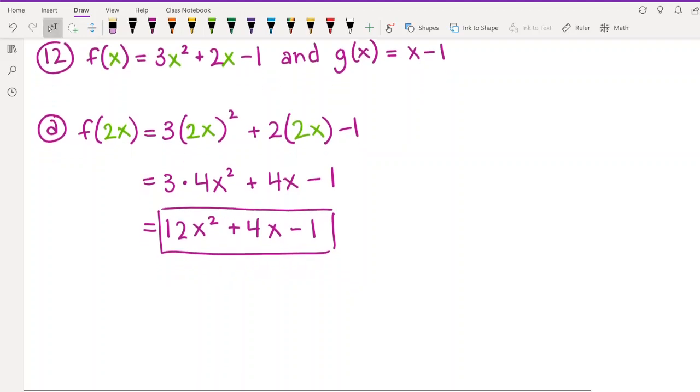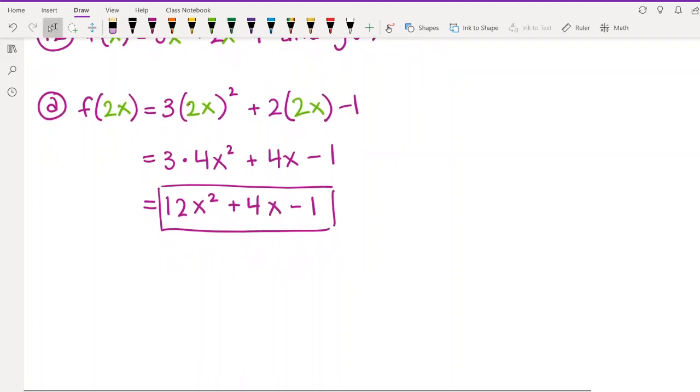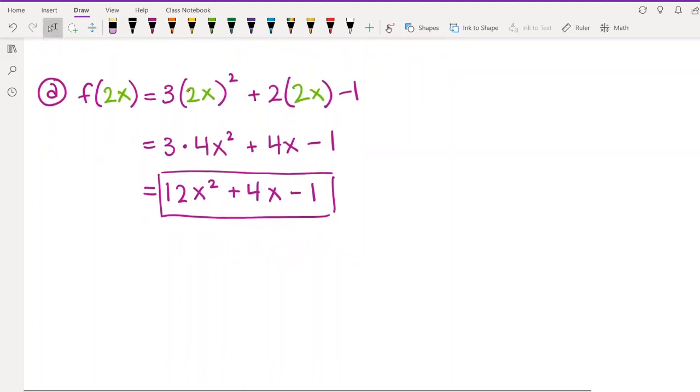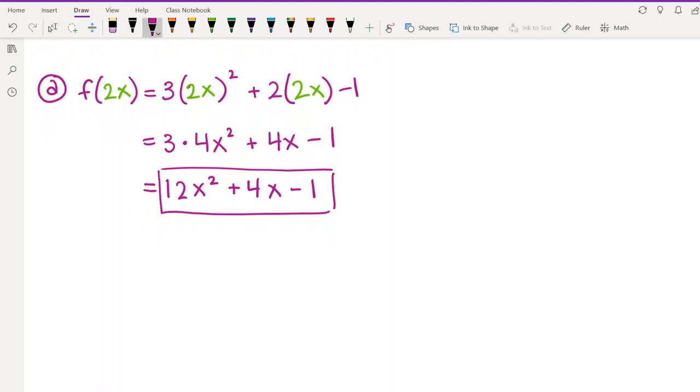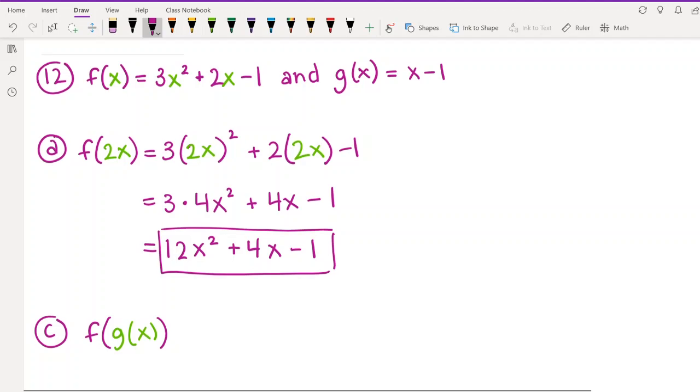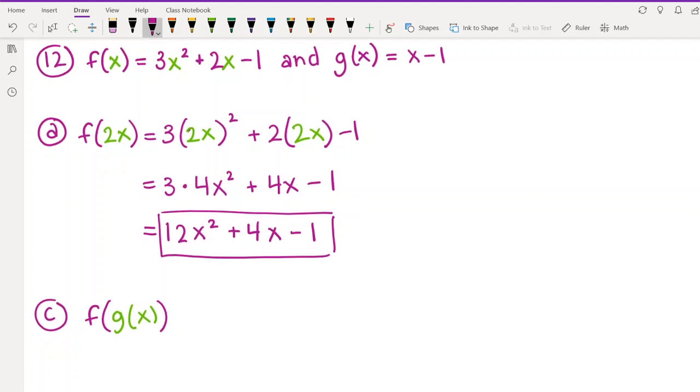Okay, so part B is similar and actually just a little bit easier, so I'm going to skip that, but let's look at part C. So C is asking you now to find f of g of x. So what does that mean? That means that we're taking f of x, the function f, and instead of plugging in x, we're plugging in g of x. So how do we figure out what that actually means?